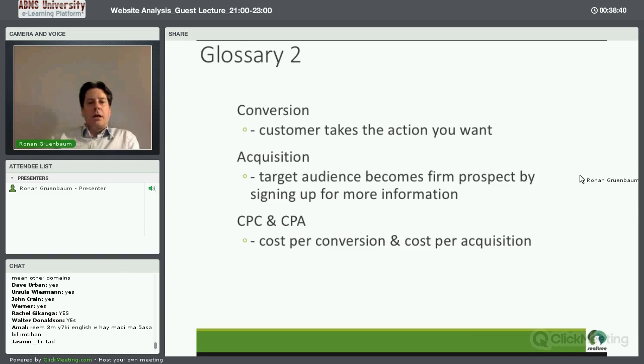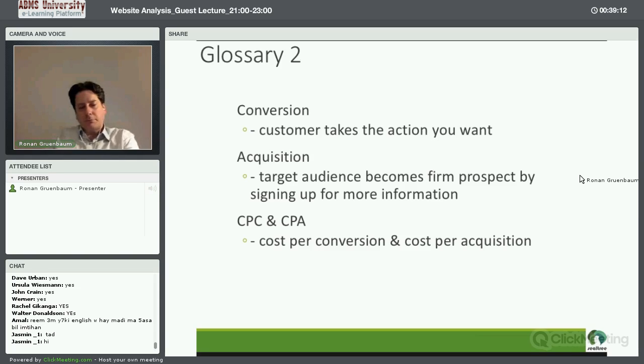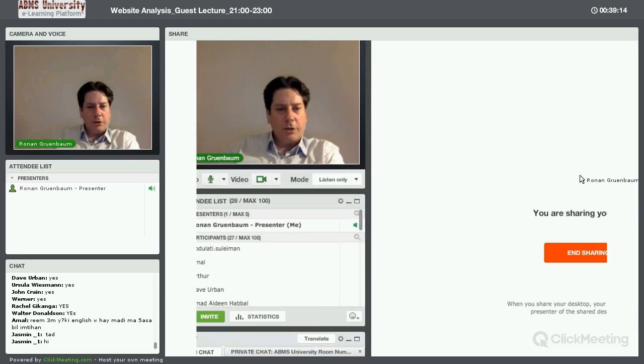And the cost per acquisition is a similar thing. It's when the target audience becomes the firm prospect. So if the 5 people go to your website and only one person actually signs up for the form for more information, then that again would be a £5 cost, not a £1 cost, because you had to pay for all those other people who came to your website but in the end didn't do what you wanted. You haven't acquired them as customers. So this can be measured for each conversion, or you could aggregate it across a whole campaign. We can go back and see if there are any questions.